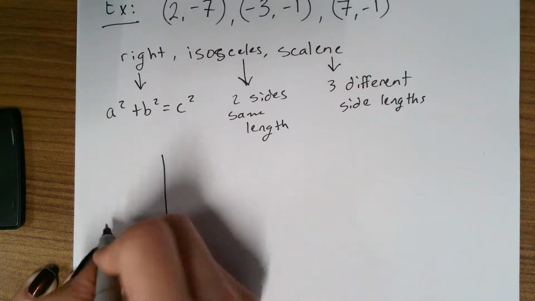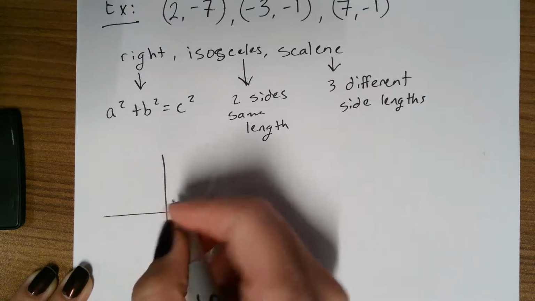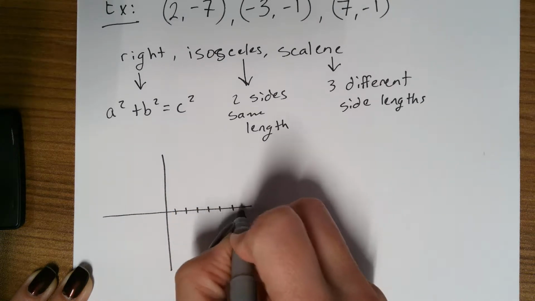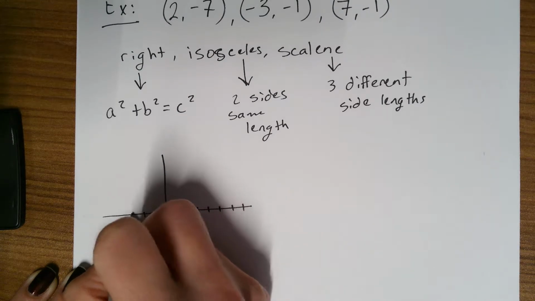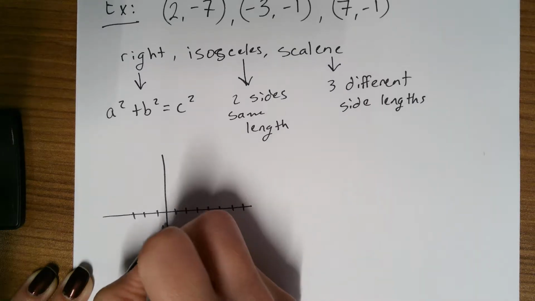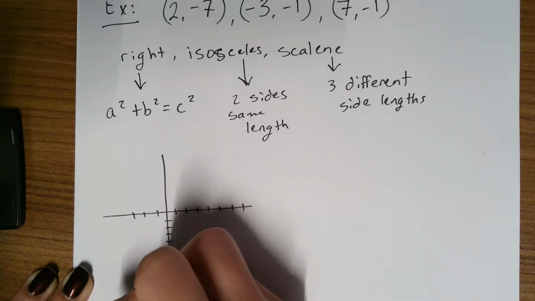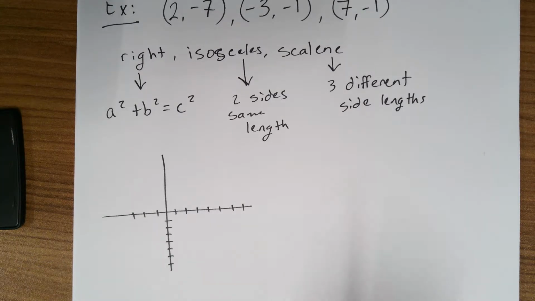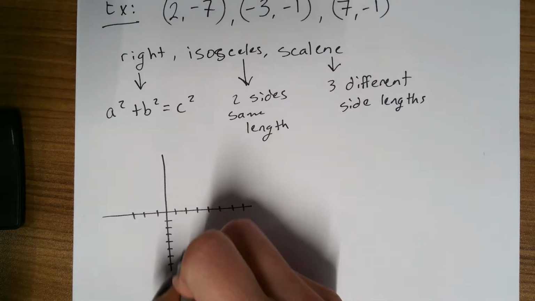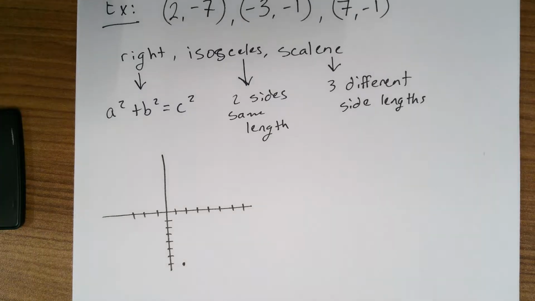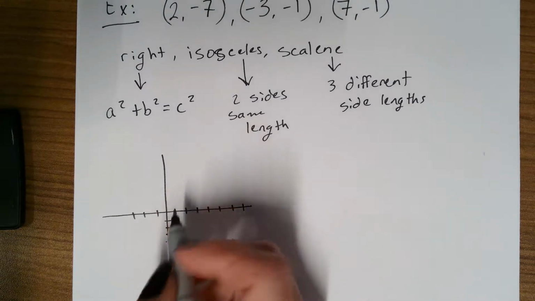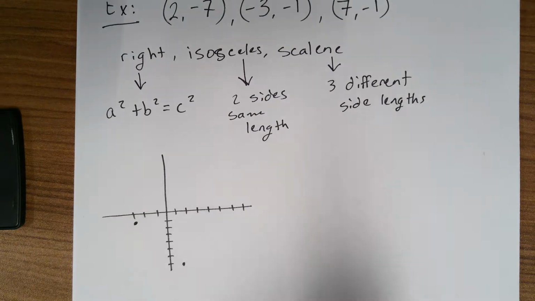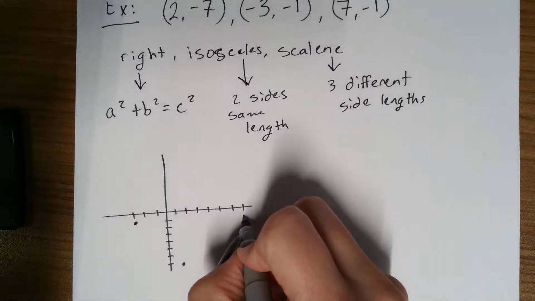So 1, 2, 3, 4, 5, 6, 7. 1, 2, 3. 1, 2, 3, 4, 5, 6, 7, and -1. Okay, so we have (2, -7), so this point right here. We have (-3, -1), so I'm just plotting points, (-3, -1), and we have (7, -1), so right here.